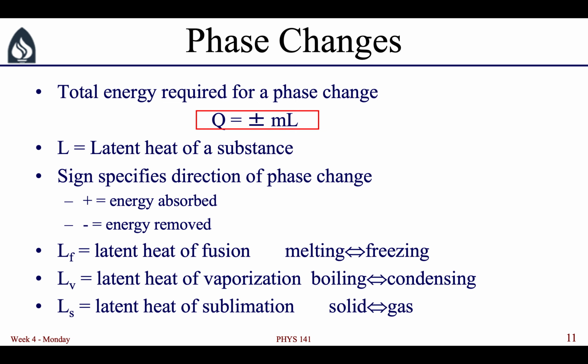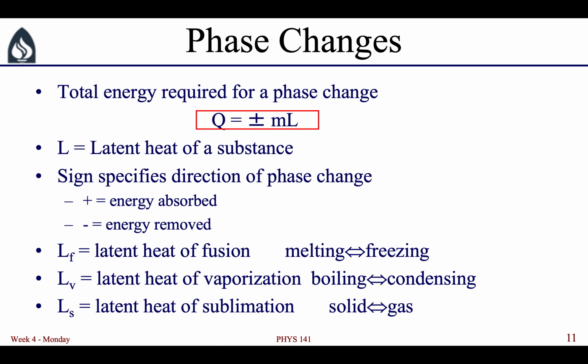The total energy that's required to complete a phase change, we can write down as Q, the heat that's either put into the material or extracted from the material, equal to plus or minus the mass of that material times L. And L is the latent heat of a substance. Now that plus or minus sign specifies the direction of the phase change. Are you boiling the water, or are you condensing the water vapor into a liquid?